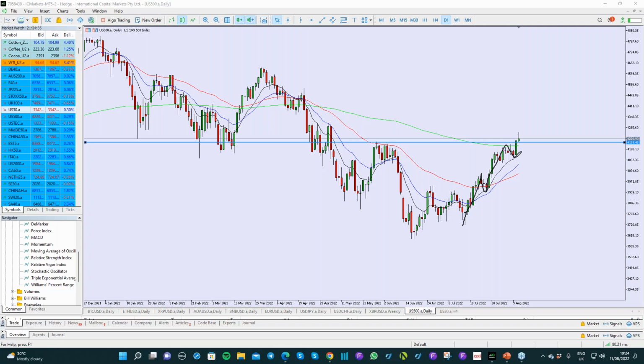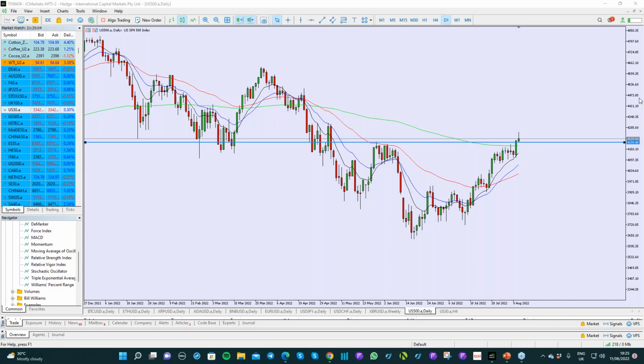The moving averages that I have on here are: the black one is the 10 moving average, the blue one is the 20, the red one is the 50 moving average. These are just standard colours for these moving averages. The green one up here is the 200 moving average.